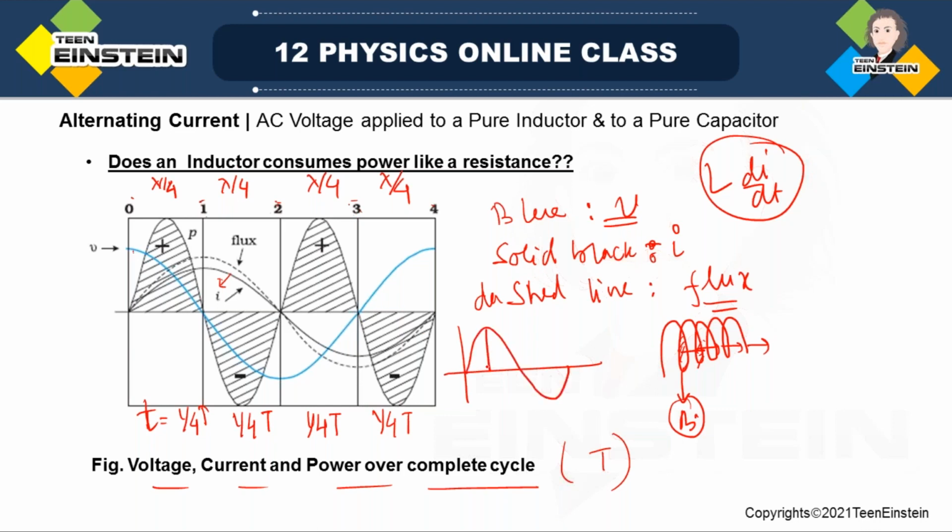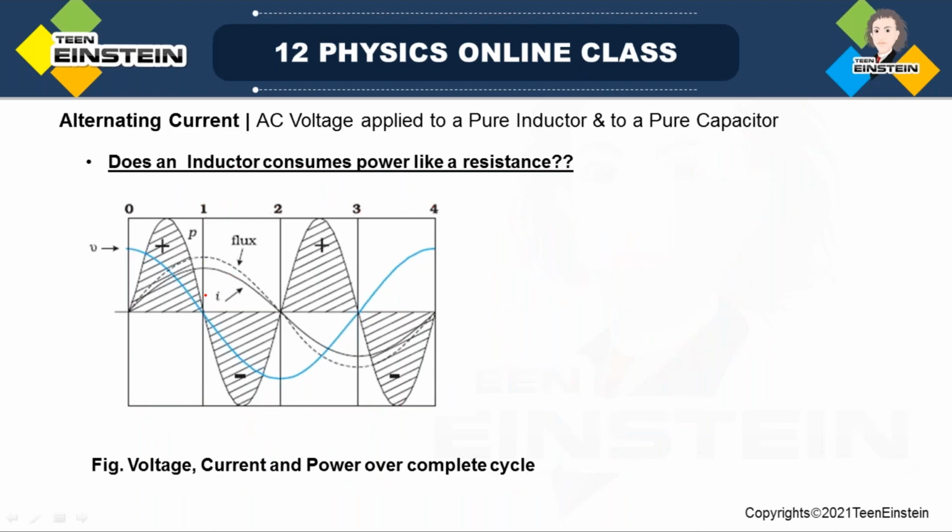Look, this part is 1/4 time period, T by 4. Another quarter is this part. Then here is 1/4, and another quarter is this one. So there are 4 sections over here, you can see. We'll be analyzing the power, and why the power dissipation does not happen here. So look here, in 0 to 1, this is the current, and the blue one is the voltage.